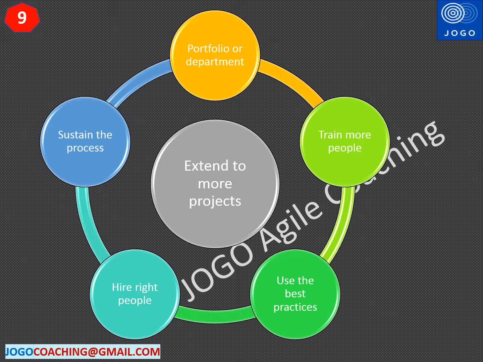The ninth step in doing the agile transformation is to extend the agile transformation to more projects and follow the same process. We can target the agile transformation for a portfolio or a department after completing the pilot project. We can train more people in the organization on the agile way of working. Implementing the best practices from the pilot project will help to do the agile transformation very well.